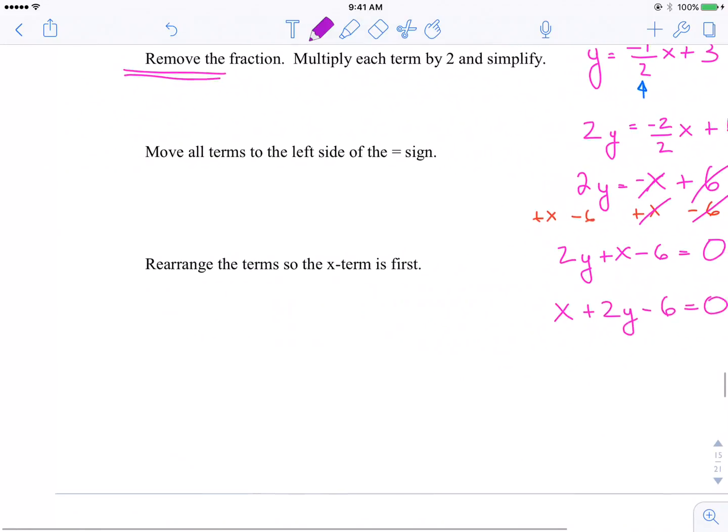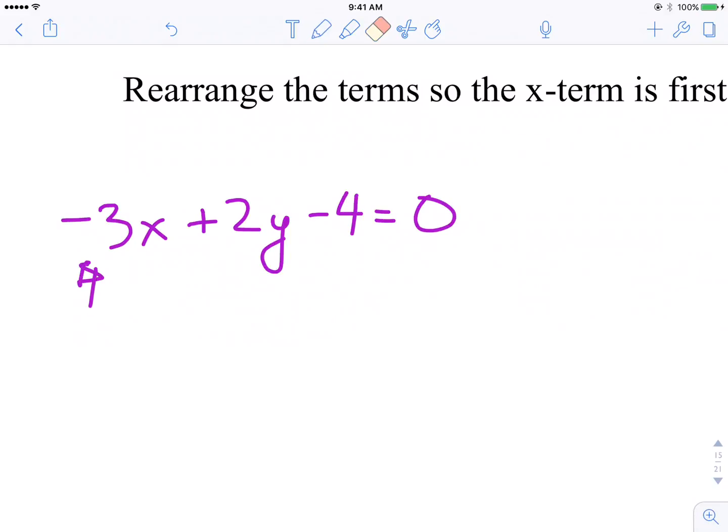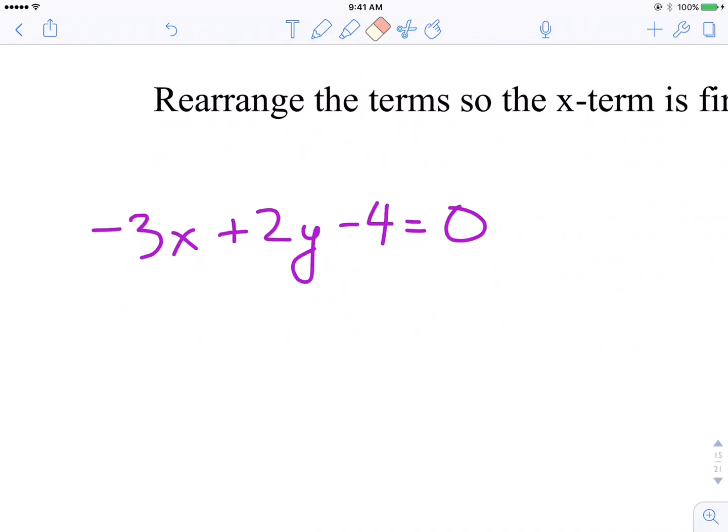So let's say you've done all of that work, you've done your rearranging, and you end up with something like this: negative 3x plus 2y minus 4 is equal to 0. There's my standard form of an equation of a line that I've gotten after I've rearranged everything. I'm not quite done though, because I can't have a negative value of x. So I need to get rid of that. And I do that by changing the signs of everything in the equation. I change this negative to a positive. This becomes 3x. I change this positive to a negative. It becomes 2y. And I change this negative to a positive. It becomes 4. 0.